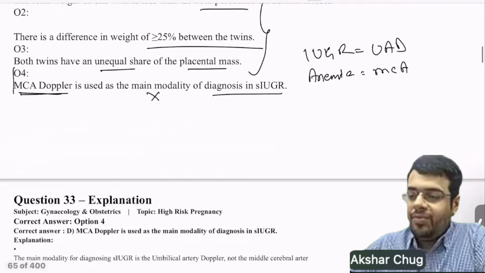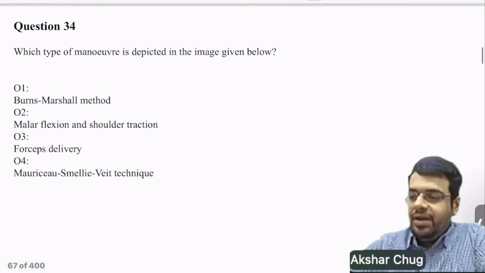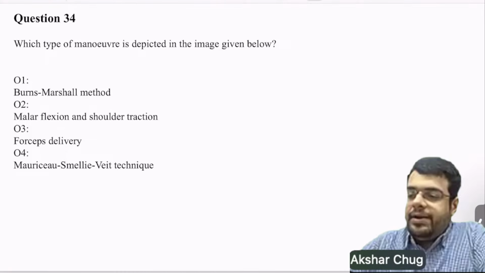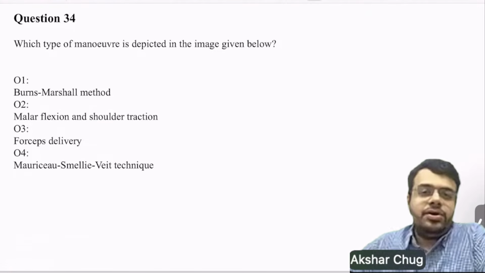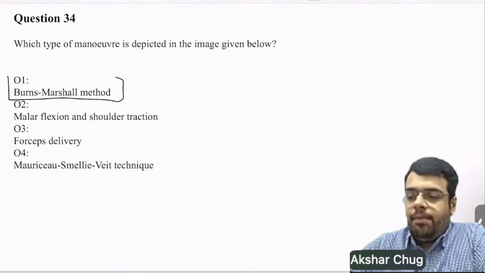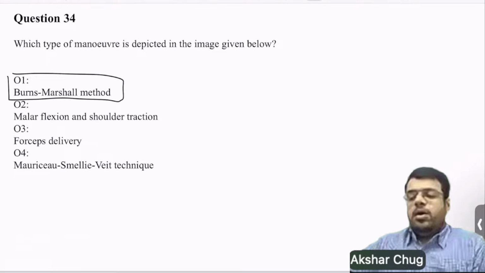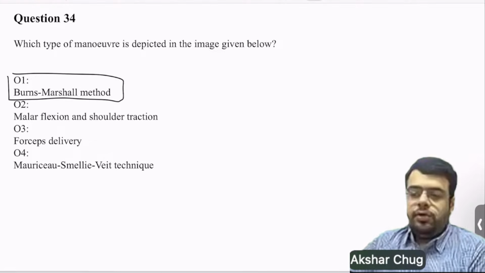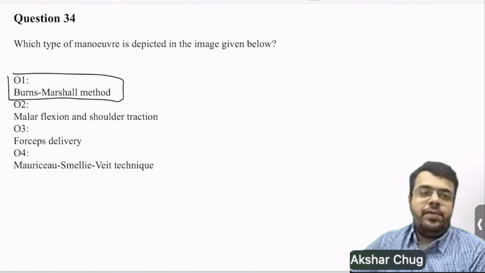So moving on to the next question. Which type of maneuver is depicted in the image below? The image showed breech delivery, and the image showed the Burns-Marshall maneuver. It didn't involve any use of forceps or any of the other maneuvers.